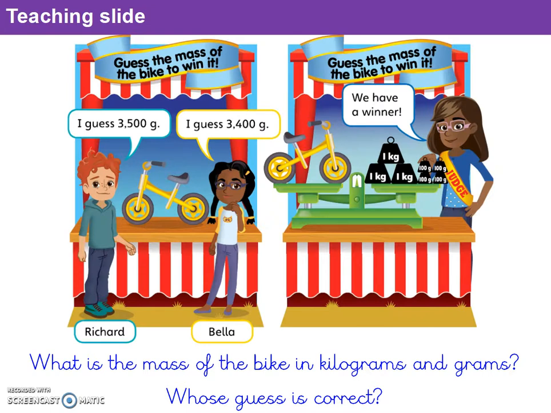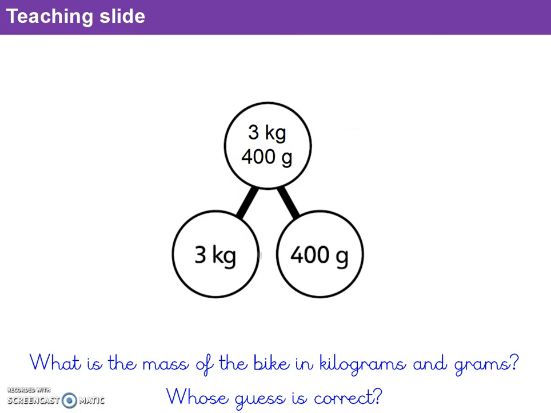And in this case, we're asking who is correct. Is it Richard who's saying 3,500 grams, or is it Bella saying 3,400 grams? Now our big problem at the moment is neither of them are correct based on what I've written. I've written 3 kilograms and 400 grams. So now what I need to do is I need to find out how I can convert my kilograms and grams into just grams on their own.